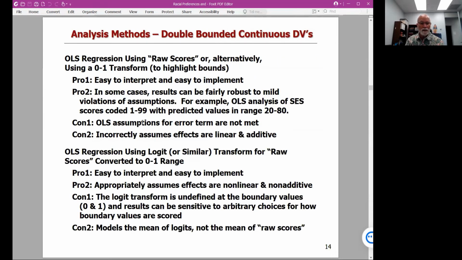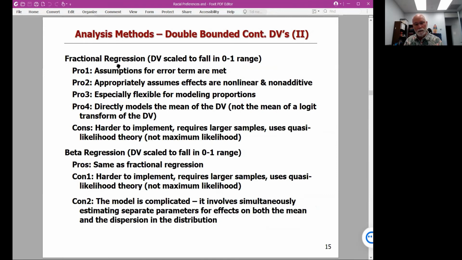So the better ways would be to perform OLS regression on Logit scores, which means you're putting the original scores on a 0 to 1 scale and then transforming that into a Logit score. That will allow you to model the scores with the implications for the raw scores being kept in a 0-1 range, not getting out of bounds and being impossible. And you can also apply fractional regression methods to the same dependent variable. And we'll talk about that method in more detail in a minute.